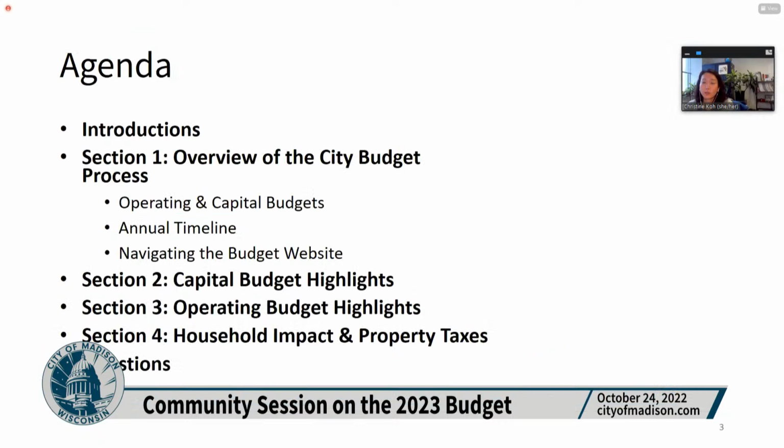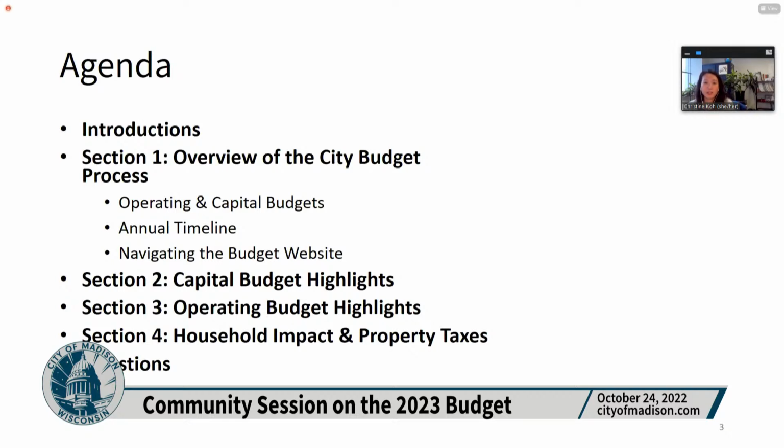Our agenda today, I was planning to start with a brief round of introductions with our panelists, but we actually don't have any staff or alders on with us tonight because there are a number of conflicting meetings with the city with different committees. So if folks join us later in the presentation, I'll pause and ask them to introduce themselves. But we'll actually dive right into the presentation.